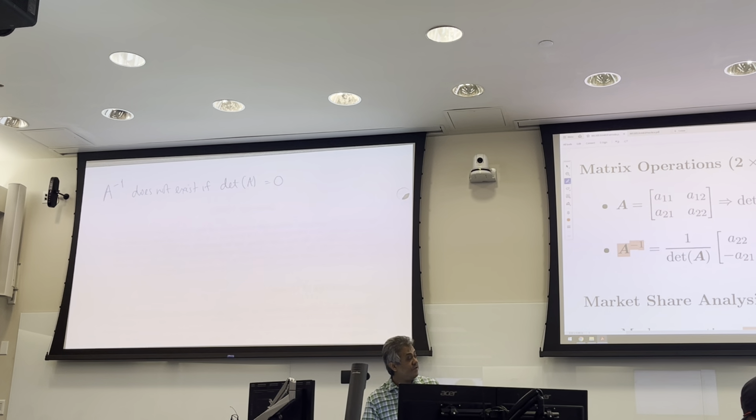And of course, what do you call it if you can't find the inverse? What's that kind of matrix called? Singular. Singular.